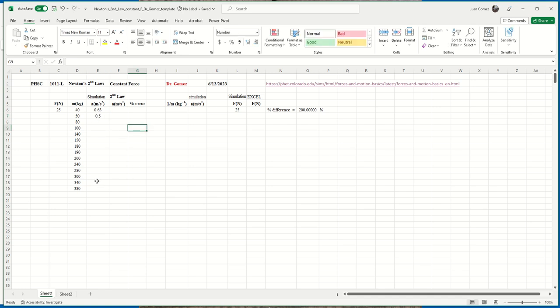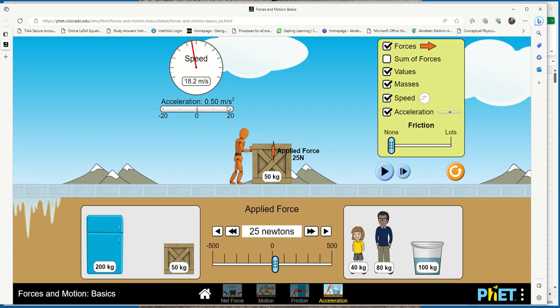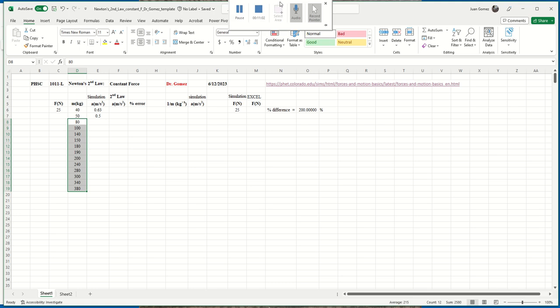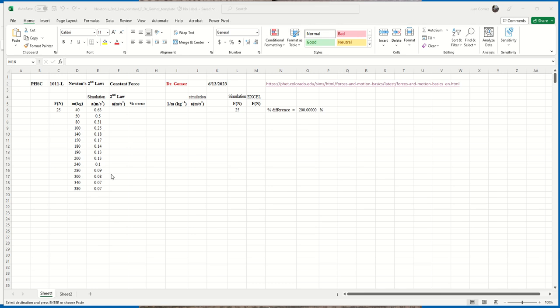And now the other values, I'm going to go ahead and pause this video while I get all the other values. I've got to do 80 kilograms and 100, 140, 150, 180. I'm going to just get all the simulation values for the remaining masses. So let me pause the video for a second. Okay, so what I've done is I've simply gone to the simulation and got all the values of the acceleration for the masses. Okay, now we'll worry about the percent error probably in the next video.